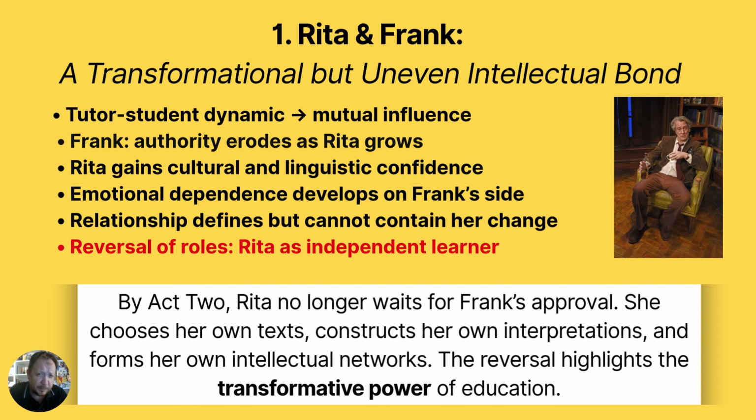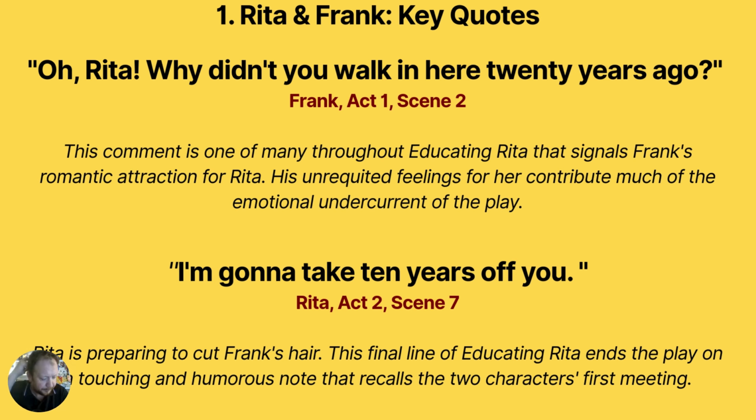And it's been repeated a few times now, but there's a clear role reversal at the end. By Act 2, Rita no longer waits, no longer wants Frank's approval. She chooses her own text, constructs her own interpretations, and forms her own intellectual networks. The reversal highlights the transformative power of education. Again, we will nuance this later on because I think there are some limitations to this idealistic vision of education, or literature in particular.